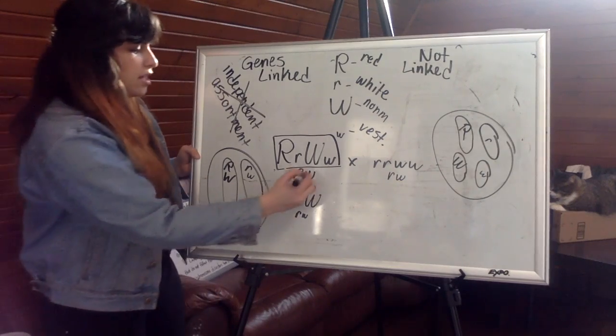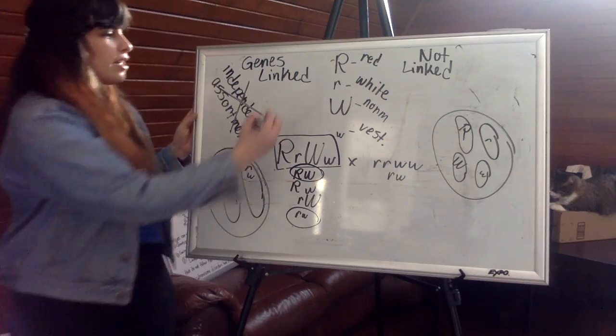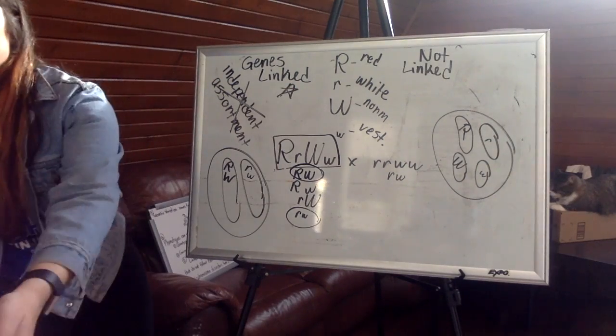Your common gametes are homozygous dominant and homozygous recessive. This is what happens if the genes are linked. Your results are going to look wild and crazy.